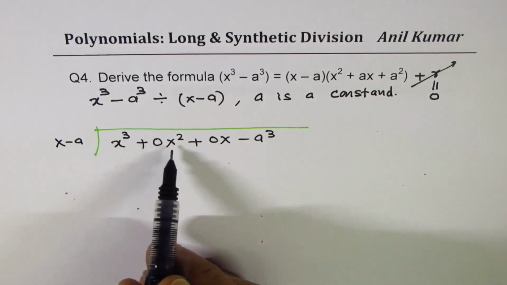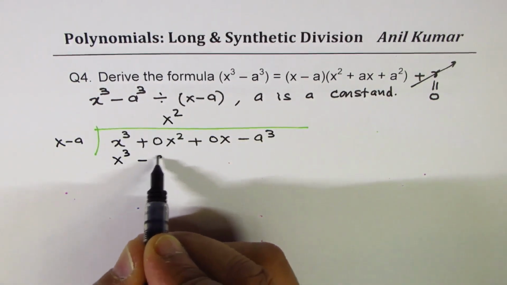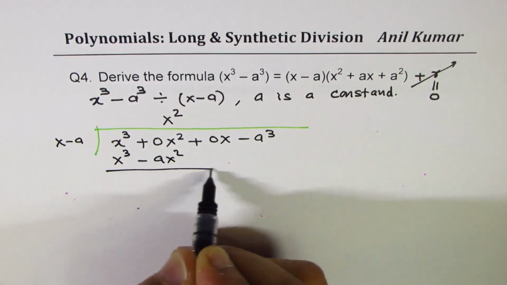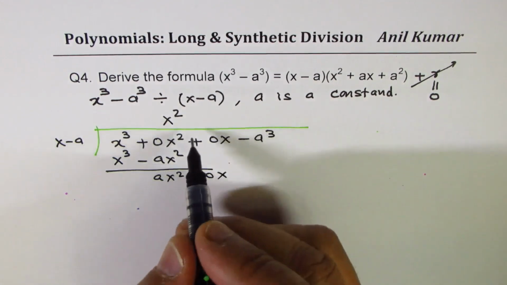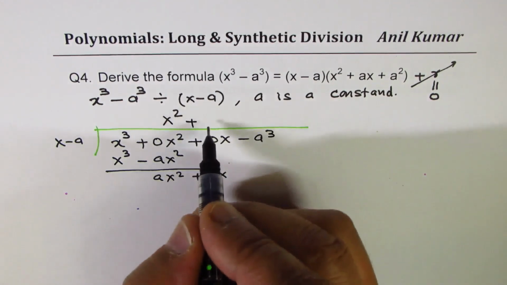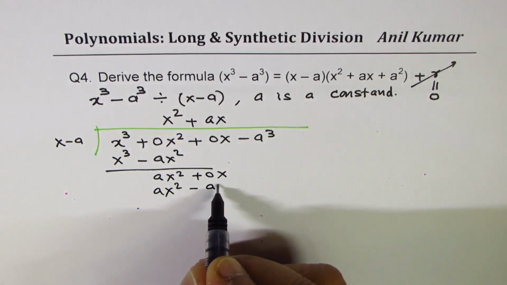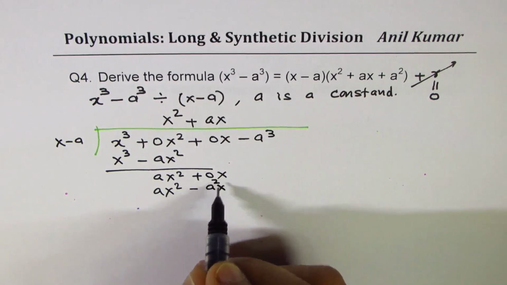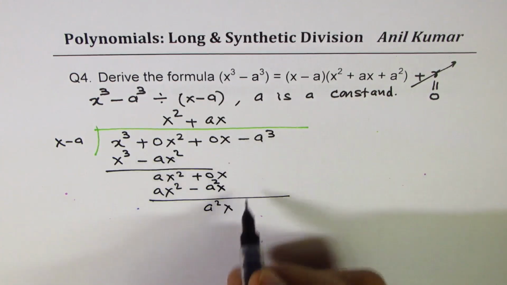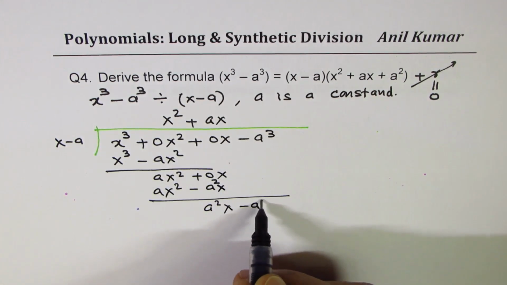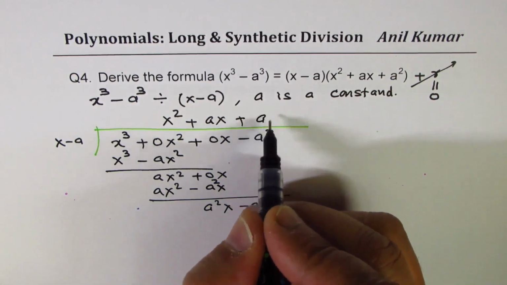So in the quotient, taking these two terms, we get x squared. So when you divide, we get x squared minus ax squared. And when you take away, we get ax squared plus 0x. So we have to multiply by ax. That gives you ax squared minus a squared x, right? And that gives you a squared x. Bring down the next term, which is minus a cube. And that should go times a squared, right?